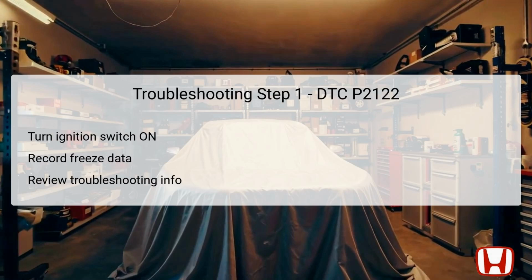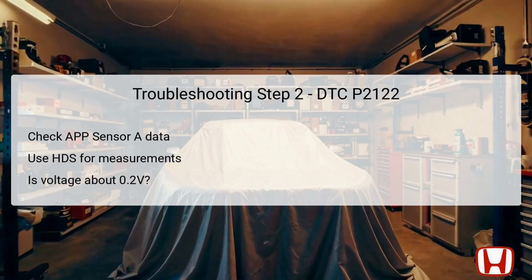The initial step in troubleshooting DTC P2122 is to turn the ignition switch to the on position, which energizes the vehicle's electrical systems without starting the engine. In this state, it is crucial to record all freeze data and any onboard snapshot available within the vehicle's diagnostic system. Freeze data provides a snapshot of the vehicle's conditions at the time the DTC was triggered, which is invaluable for accurate diagnosis. Additionally, reviewing general troubleshooting information relevant to the error can guide the technician in addressing the specific issue effectively. This foundational step is vital for setting a solid groundwork for further testing and ensures that the technician has captured all relevant data before proceeding.